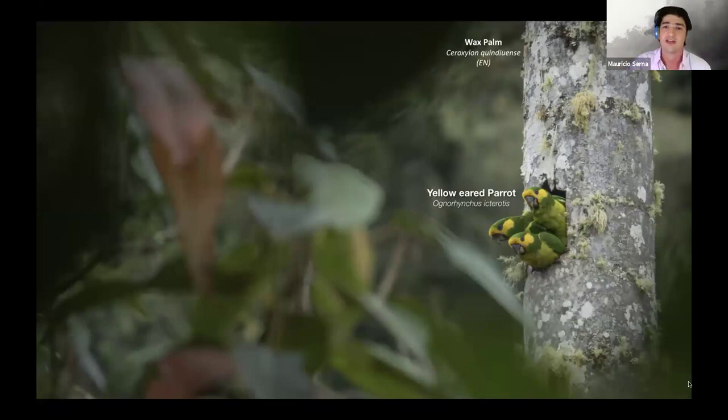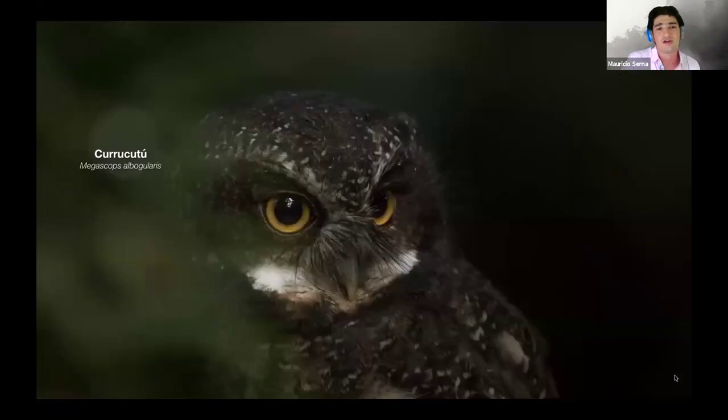This is one of the pictures that I like the most of El Globo. It's an owl. For me, it's the most beautiful owl in the Andean forest. It's called the currucutu, and it feeds on small mammals. And because of this type of bird, we can think about the ecological interactions that are happening in the field and that we are also protecting.